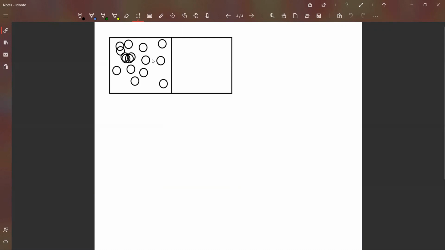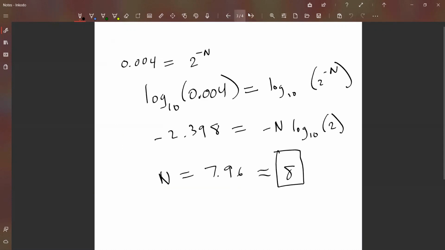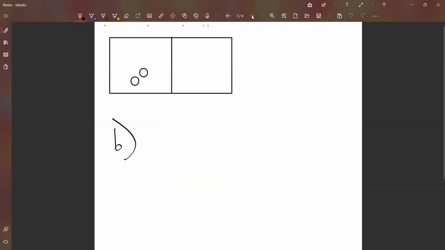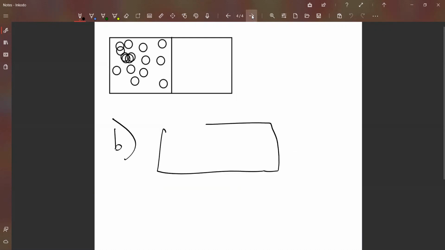Now, part B, you can very intuitively answer. They're asking, what's the most likely configuration? Let me just sketch it now. Since we know we're talking about 8 balls, we've already determined that. Obviously, the most likely outcome is 4 balls in each, because anything else is not symmetric.